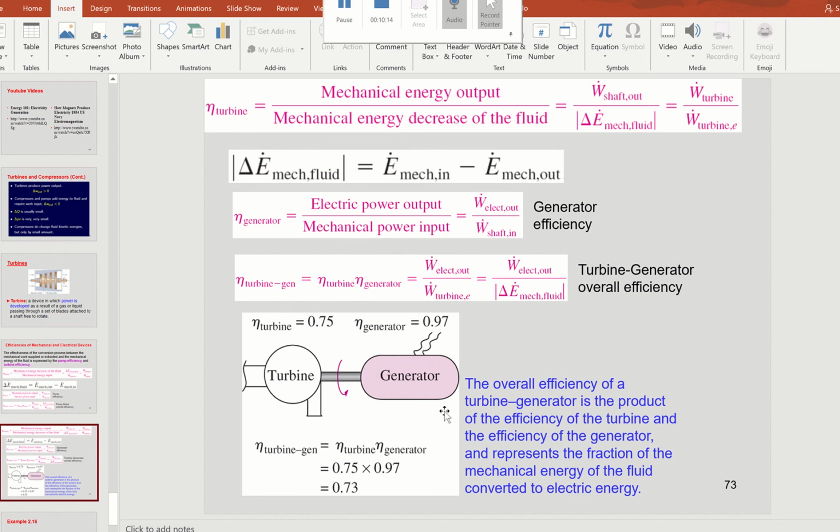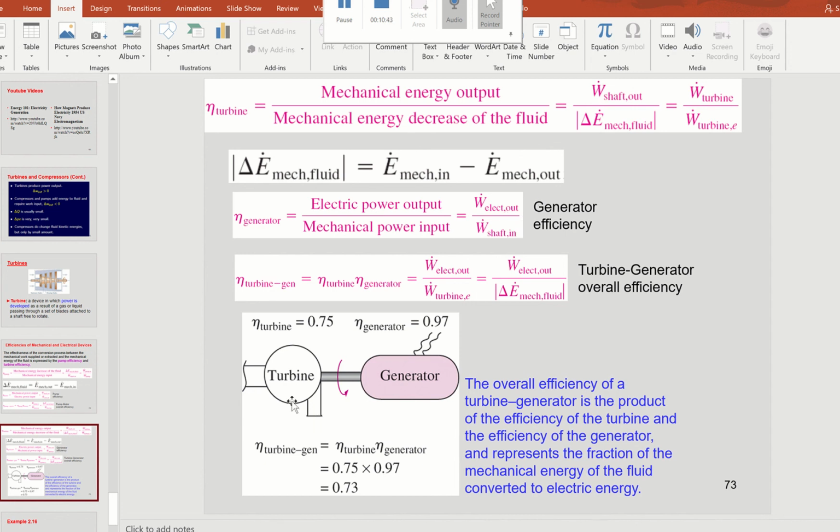Then how does a generator work? In a generator, this shaft is turning inside the magnetic coil. In turn, we get our electricity. So the desirable output is electrical power, and the required input is this mechanical power input, this shaft turning. Now you understand the generator efficiency will be this formula right here: electrical output over shaft work coming in.